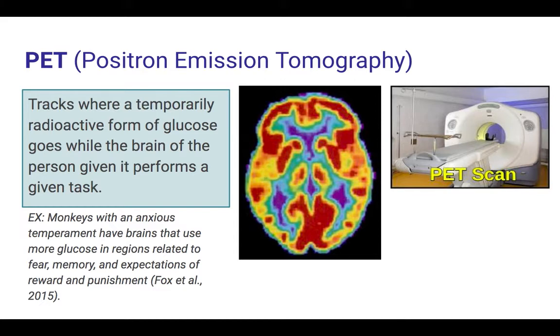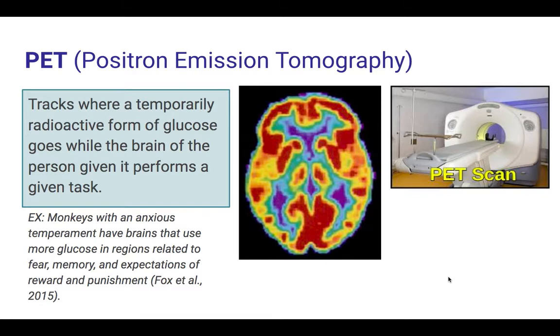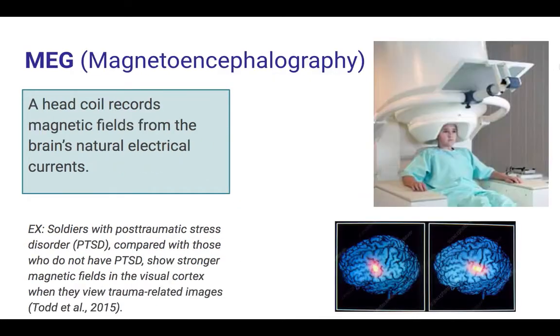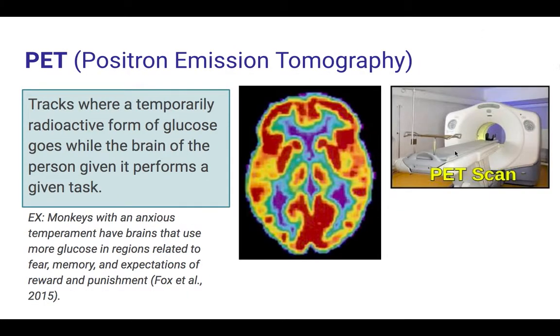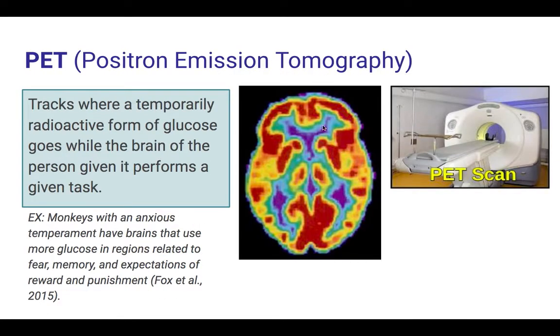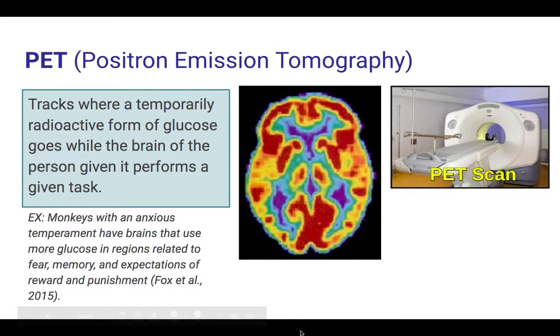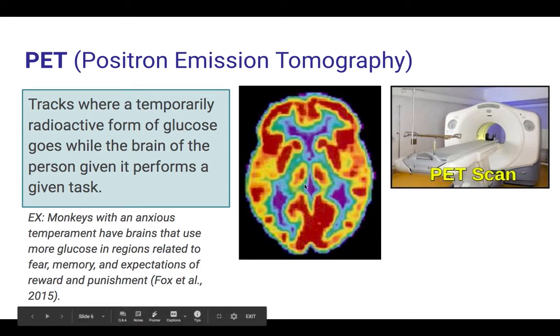PET, positron emission tomography. This one looks like a heat map. It tracks where a temporarily radioactive form of glucose goes while the brain of a person given it performs a given task. It looks kind of like your CT scan, same idea, but the imaging is different. A CT scan is black and white, looks like an X-ray. PET is a heat map. So monkeys with an anxious temperament have brains that use more glucose, they would have more red, in regions related to fear, memory, and reward and punishment.